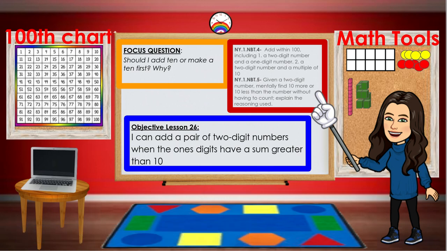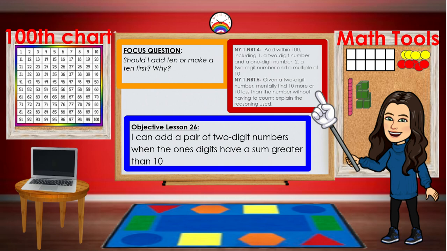Hi, boys and girls. Today's focus question reads, should I add 10 or make a 10 first, and why? And in today's objective lesson, it reads, I can add a pair of two-digit numbers when the ones digits have a sum greater than 10.